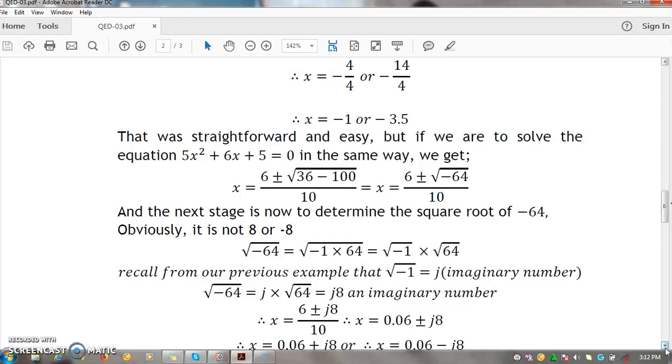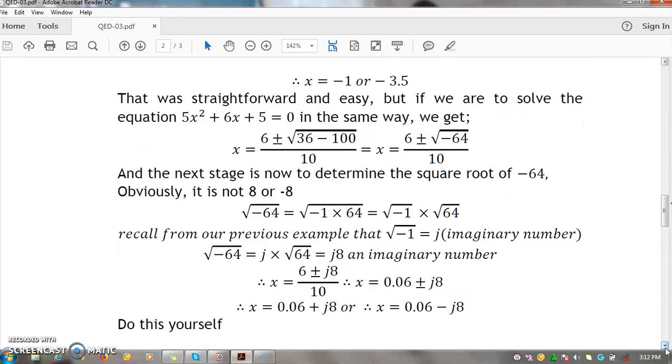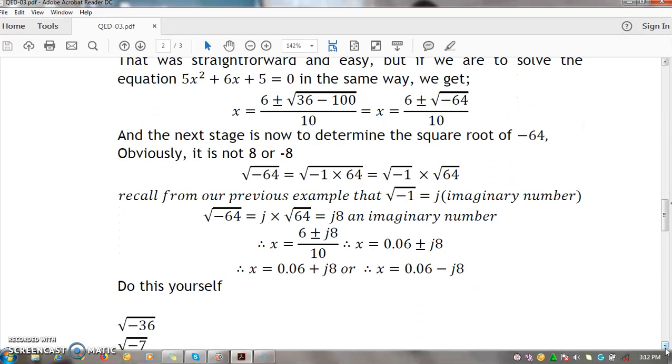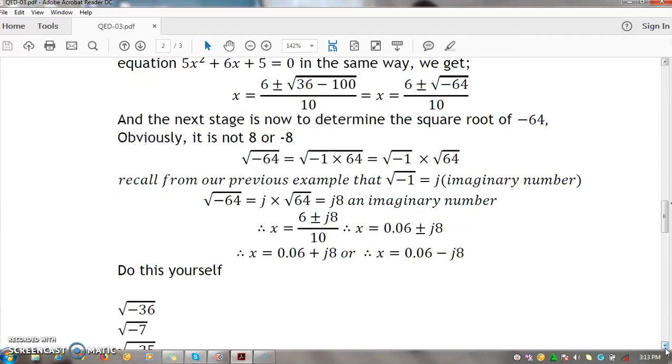Then from our previous knowledge, we know that the square root of -1 is equal to j. So we will split -64 into two. That will be the square root of -1 times 64. Then the square root of -1 will be our imaginary number, which is j. So that means the square root of -64 will be j8, an imaginary number. So by the time we put that in the equation, we'll have 6 plus or minus j8 over 10, where our x will be either 0.06 plus j8 or x will be 0.06 minus j8. This is quite simple. Yes, mathematics is quite easily done.